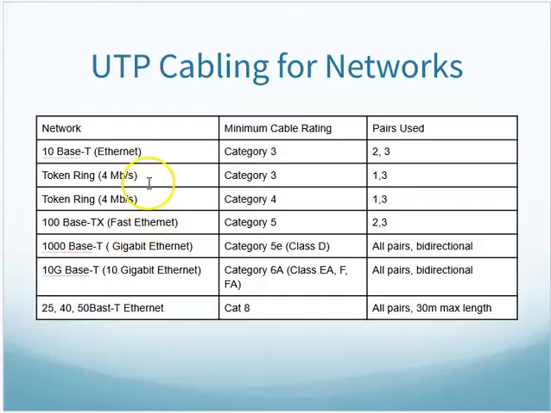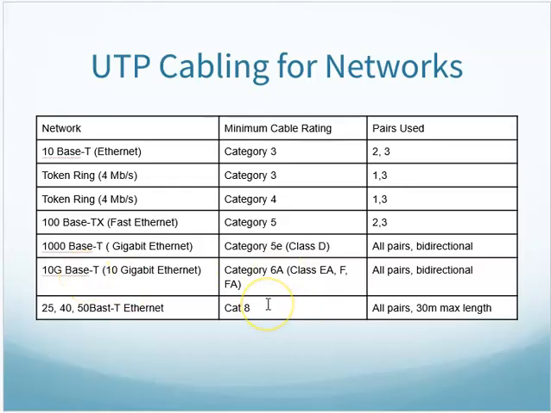The book had a chart breaking down the bandwidth and what categories of cabling would support that. Category 3 would support your 10Base. Category 3 would support your token ring 4 meg. And Category 4 came along to support token ring 4 meg. Category 5 for 100 meg Fast Ethernet. Category 5E for gigabit Ethernet. And it took a Category 6A to support your 10 gig Ethernet.